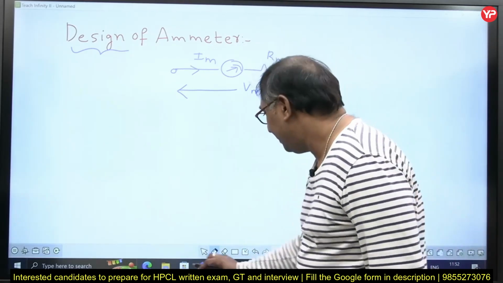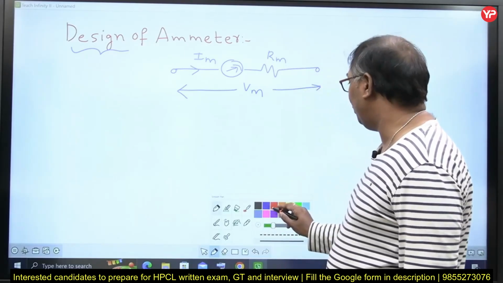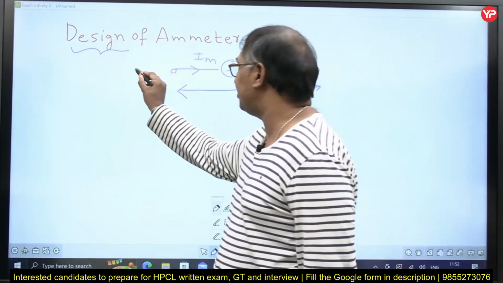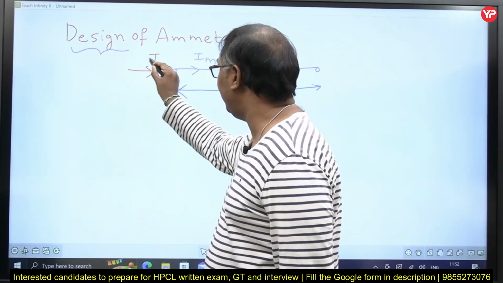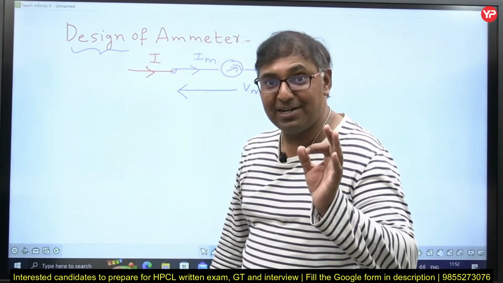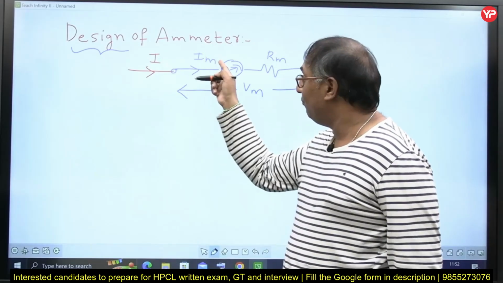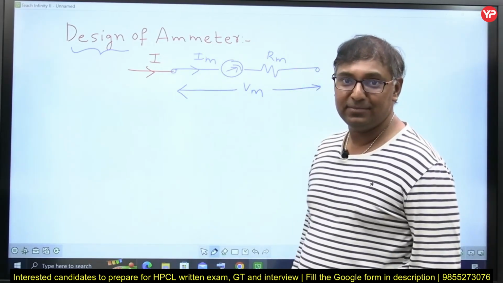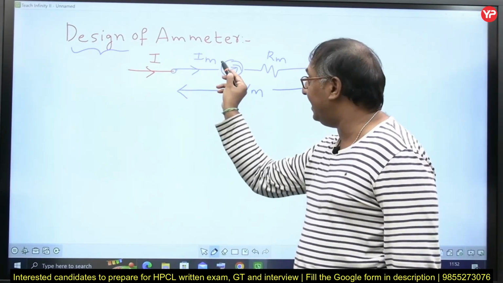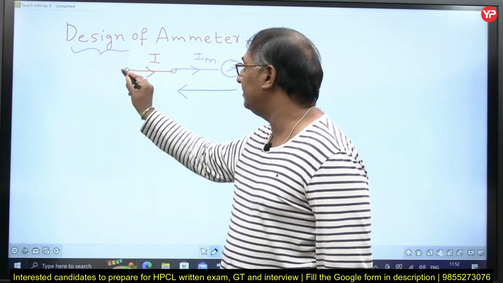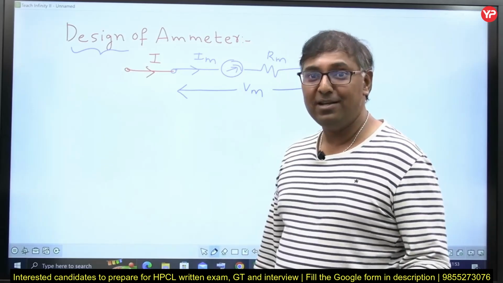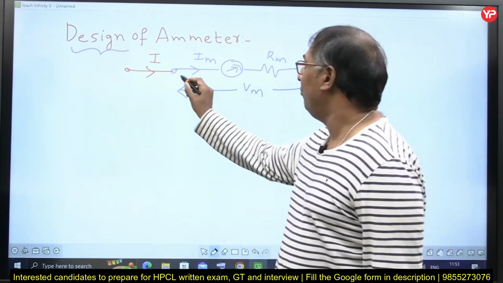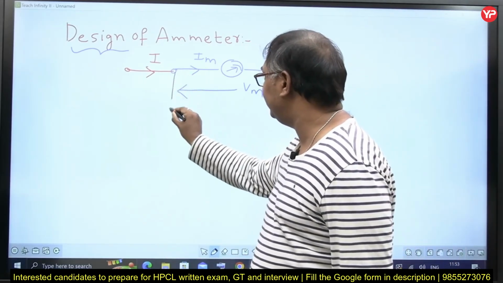Now I want to measure some current I. Please understand, this I current is very much greater than this IM. If the I current is directly sent through this meter, what happens, sir? Just now I said, springs will damage. Now what do you have to do? We have to bypass this current.